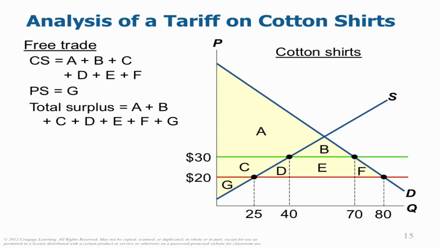Measure our tariff. What's our tariff cost us? Or I'm sorry, free trade with the tariff. Consumer surplus with the tariff is AB. Producer surplus with the tariff is CG.